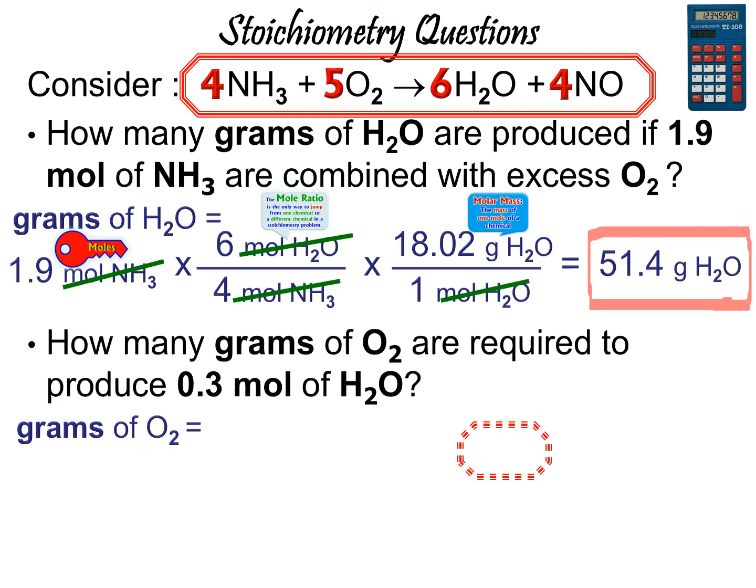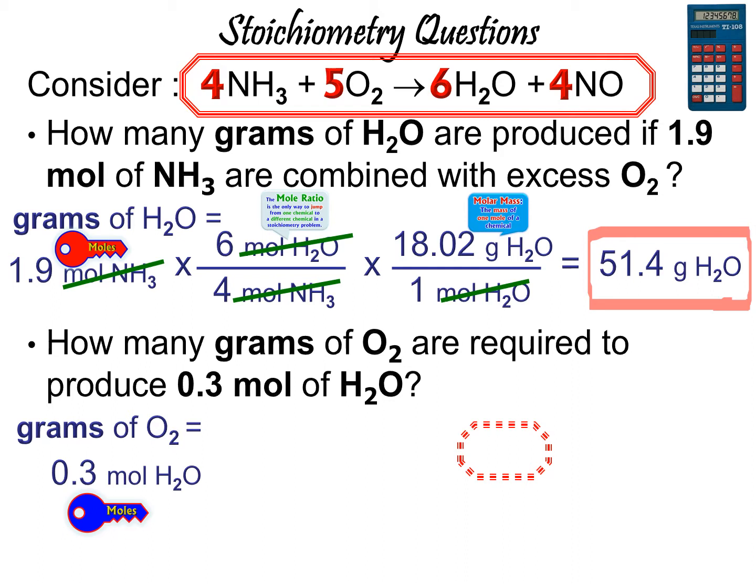And what are we looking for? We're looking for grams of oxygen this time. That's oxygen. And what are we given? Oh, we're given the key again. So again, this is an intermediate problem because we're given the key right at the beginning. And if you notice, 0.3 moles of water. So we've got moles of water.